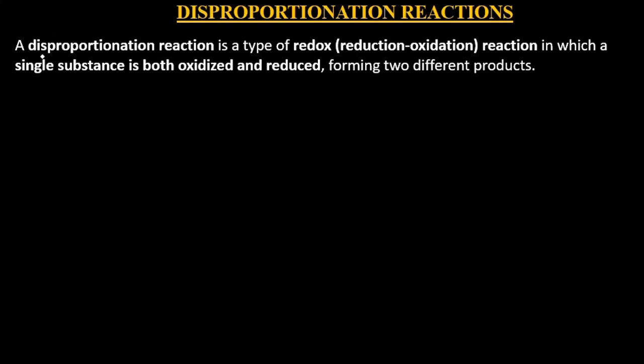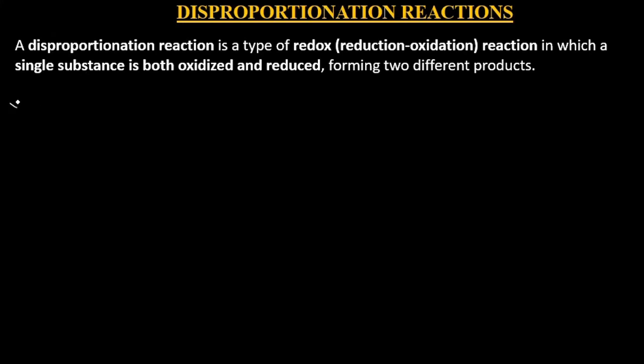In this video, we'll be looking at disproportionation reaction. Disproportionation reaction is a type of redox reaction in which a single substance is both oxidized and reduced, forming two different compounds. So you have one species undergoing a reduction and at the same time undergoing oxidation. That reaction can occur within the halogens, and chlorine usually undergoes such reaction.